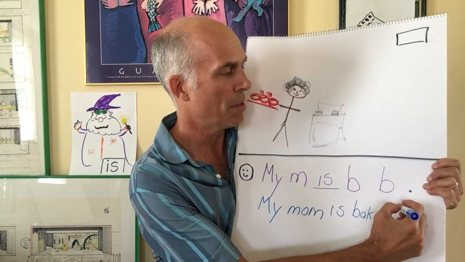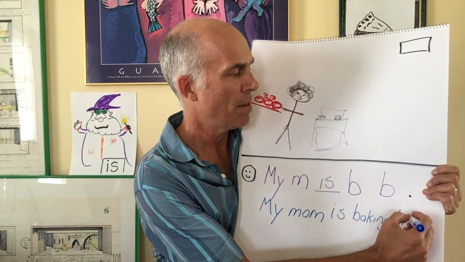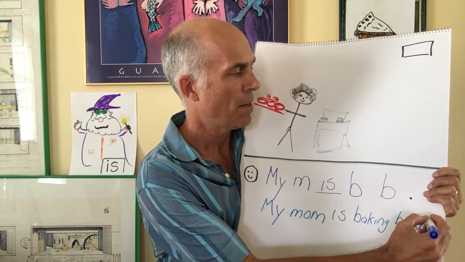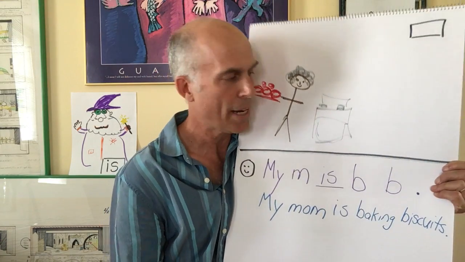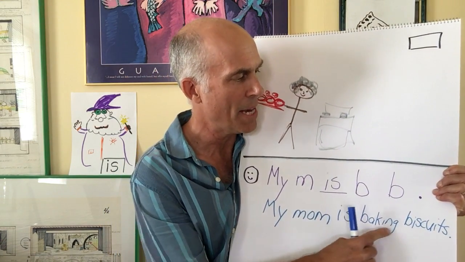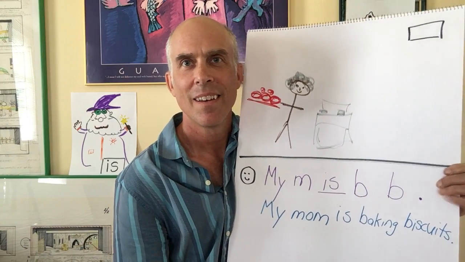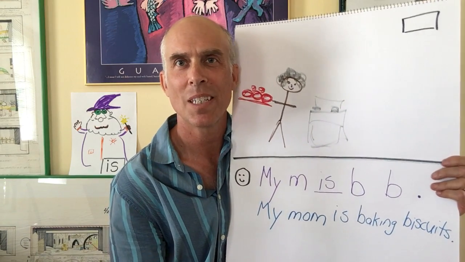Ooh, and there's a nice long word here at the end. Biscuits. And a period at the end. And I can go back and read this. My mom is baking biscuits. And that is my kid writing for today.